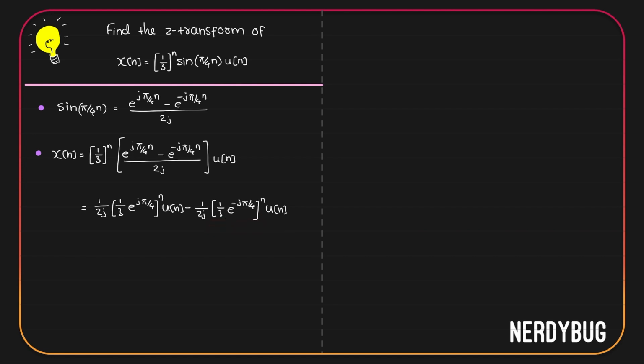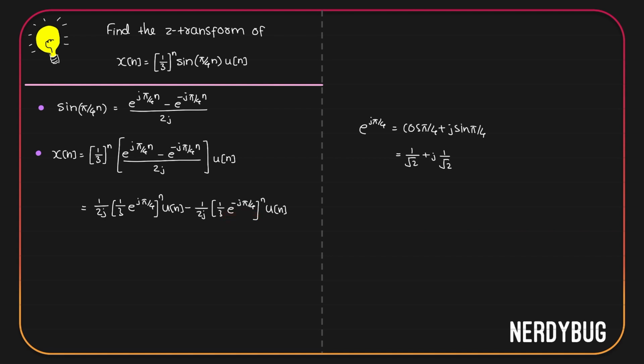We know using Euler's formula e^(j pi/4) is cos(pi/4) plus j sin(pi/4). Cos(pi/4) is 1/root 2. Sin(pi/4) is also 1/root 2. So basically e^(j pi/4) is 1/root 2 plus j 1/root 2. What I mean is this is a constant. Similarly, e^(-j pi/4) will be 1/root 2 minus j 1/root 2. So that is also a constant.